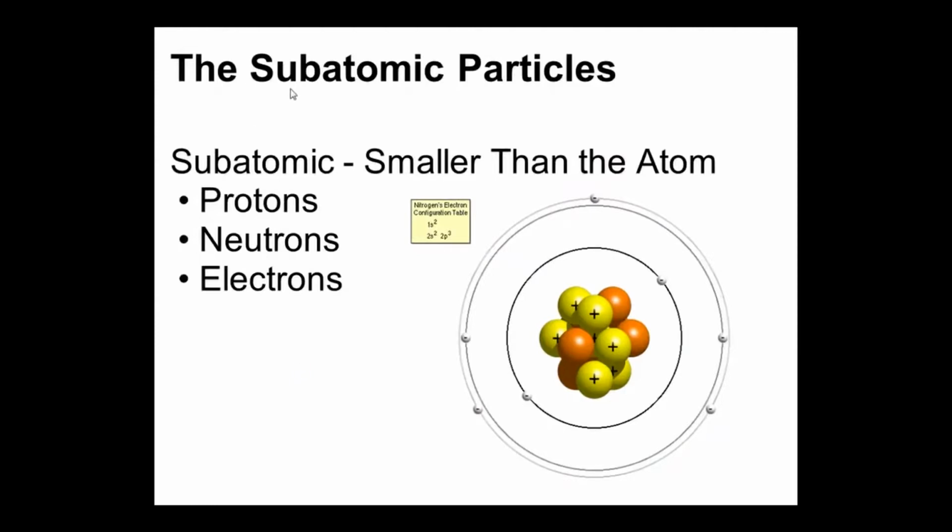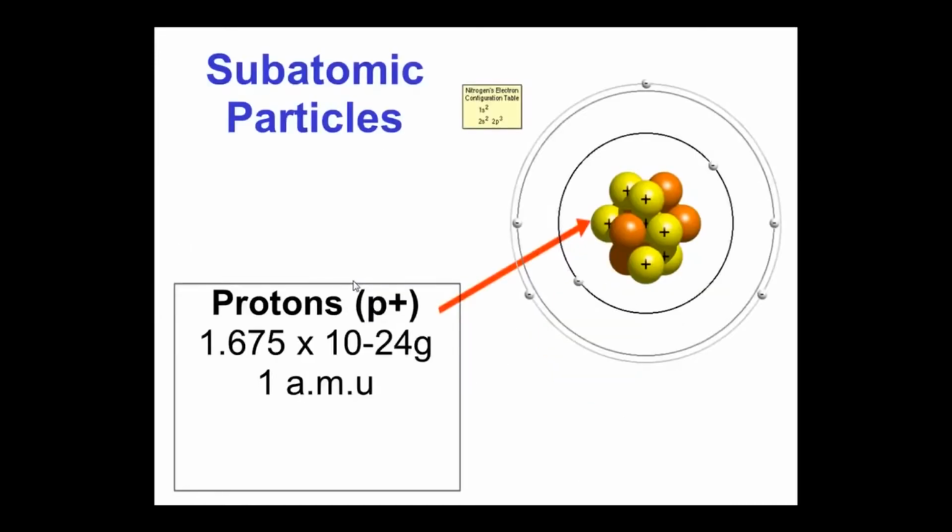We use the word subatomic to describe parts of the atom, or subatomic particles smaller than the atom. The three subatomic particles we'll be discussing today are the protons, the neutrons, and the electrons. The first particle we'll look at is the proton. The proton has this little P with a plus sign next to it. That's P with a superscript plus for positive, and sometimes it's written as P with a 1 plus next to it for the one positive charge.